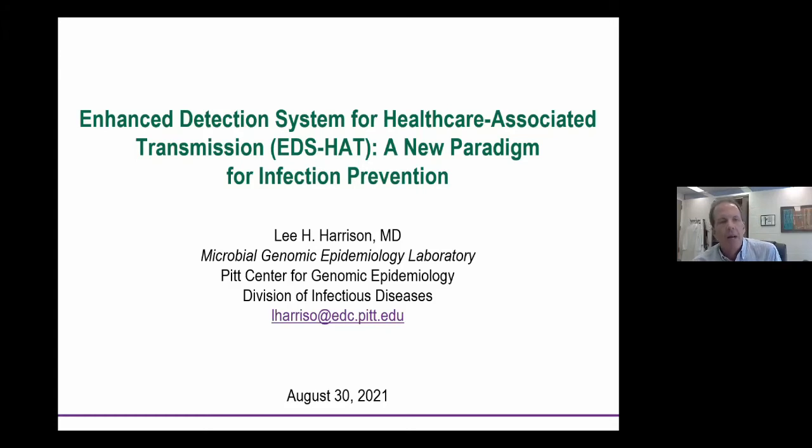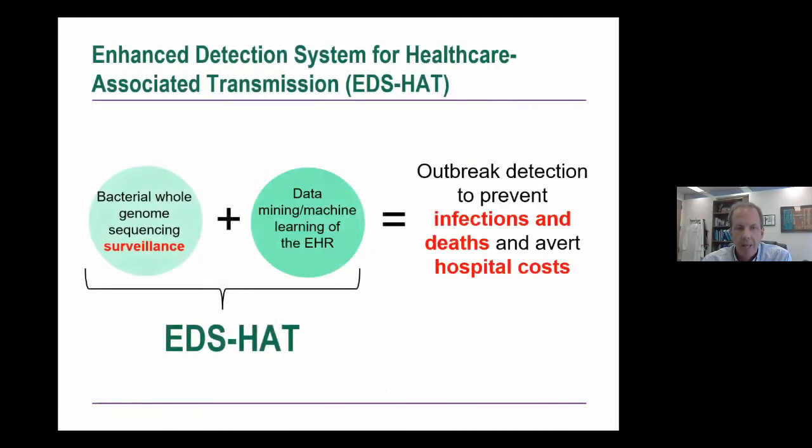What I want to do today is describe what we refer to as EdsHAT, which is the Enhanced Detection System for Healthcare-Associated Transmission. I'm going to walk you through what EdsHAT is and how it works. But basically, EdsHAT is composed of two components. The first is bacterial whole genome sequencing surveillance, and we use that to detect the presence of an outbreak in the hospital. And the second step is using data mining and machine learning of the electronic health record to actually identify the transmission route that is responsible for the outbreak. And this system can be used to prevent infections and prevent deaths, as well as to avert hospital costs.